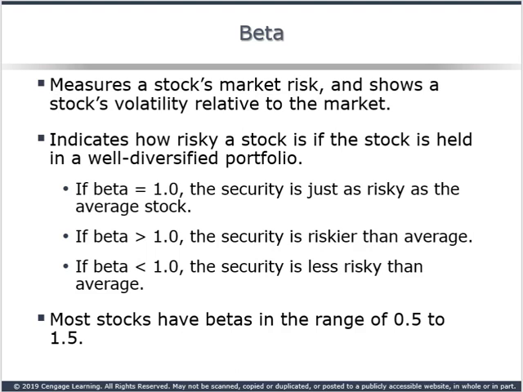That would relate to the correlation of the individual security to the overall market. So if there's an investment which is countercyclical to the overall market, we would see a potentially negative beta.